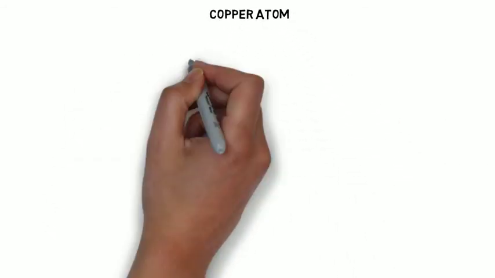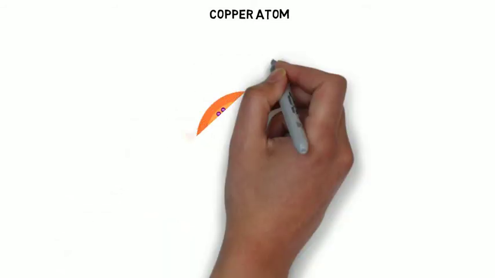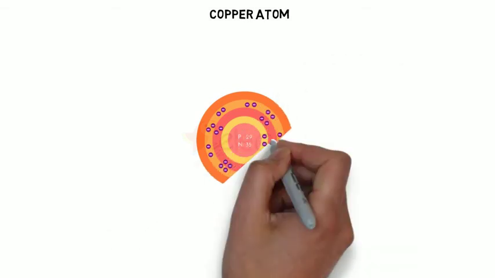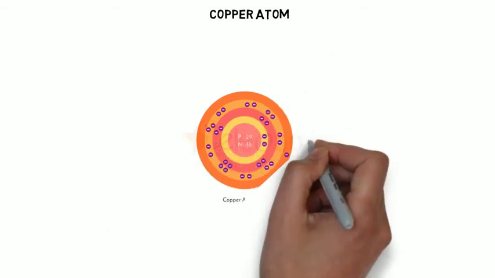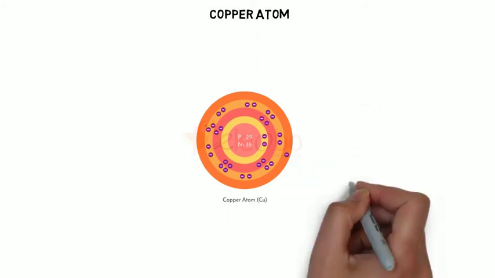Now let's talk about the copper atom. The copper atom has 29 positively charged protons and an equal number of electrons. The first shell is filled with 2 electrons, the second with 8, and the third shell with the maximum 18 electrons, and the outermost shell is occupied by a single electron.